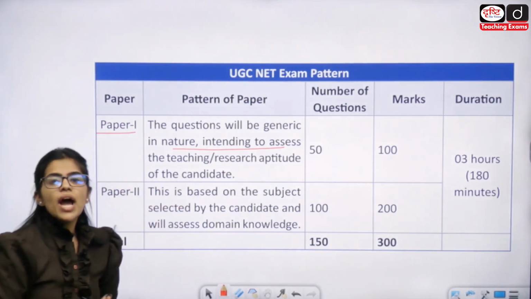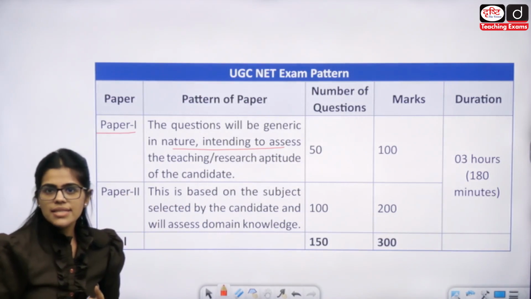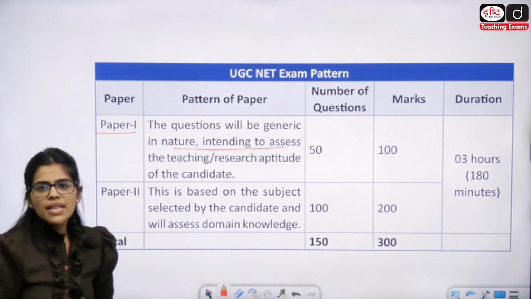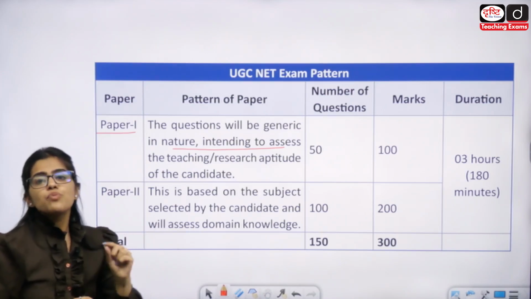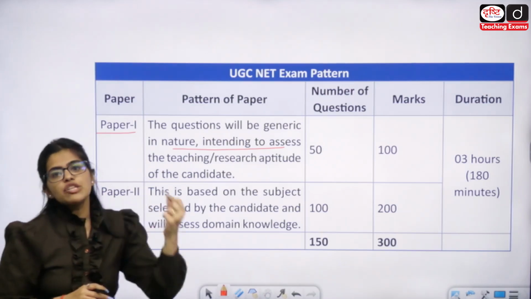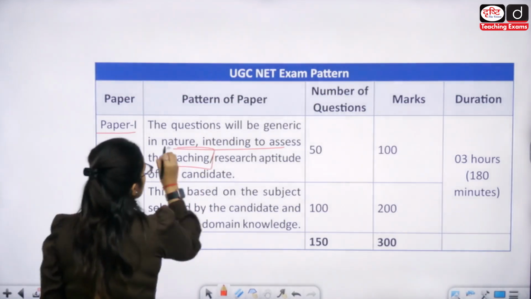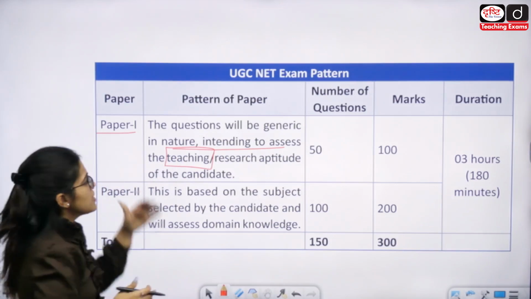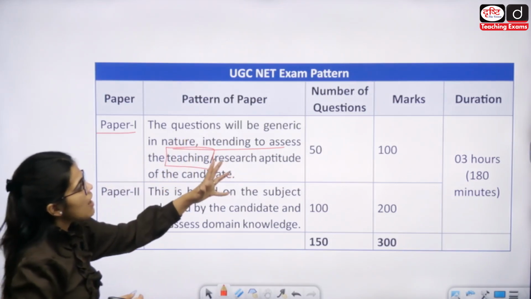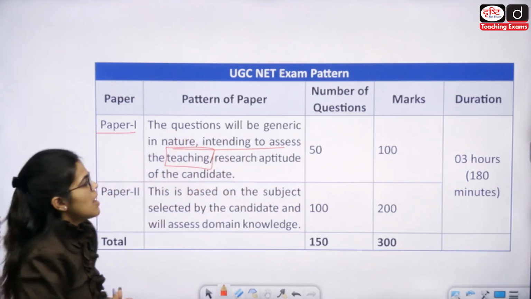This means that the child needs to be quick in answering these things. Comprehension questions are there. They are going to check your reasoning capabilities and the way in which a teacher actually teaches a child. That is why this unit 1, teaching aptitude, becomes important. There are 10 units, 50 questions, and 100 marks.